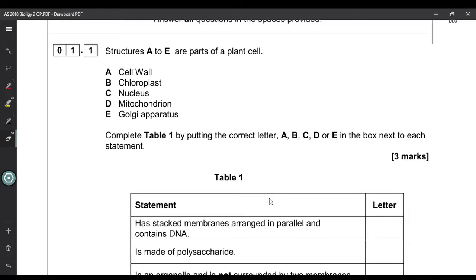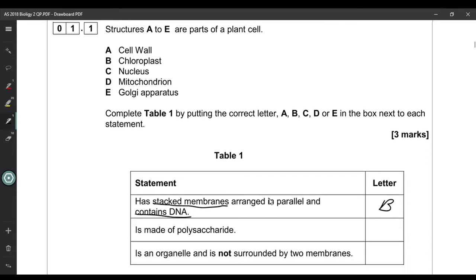Question 1 asks us to identify some cell structures from the descriptions given. So the first one we've got is stacked membranes arranged in parallel and contains DNA. So the key terms in this one are they have stacked membranes and they contain DNA. So the stacked membranes should point you towards the chloroplasts in this case. The answer will be B.